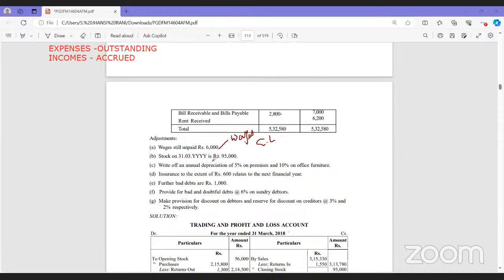Next, stock. This is closing stock. One effect we write in trading account credit side, and the other effect we write in balance sheet asset side. Next, write off annual depreciation of 5% on premises and 10% on office furniture. So they're asking us to write off depreciation. Depreciation first we write in profit and loss account debit side.